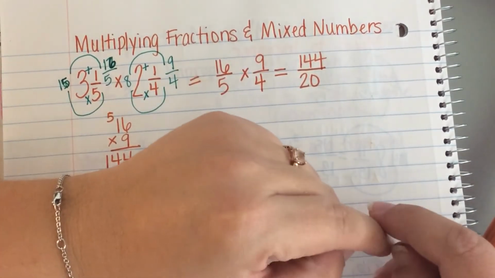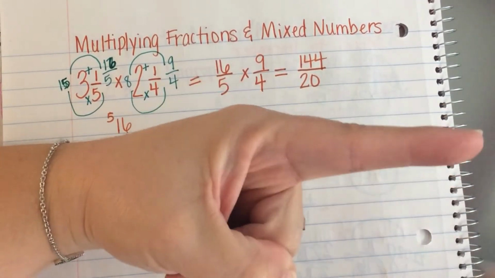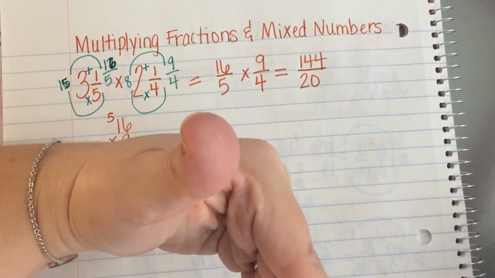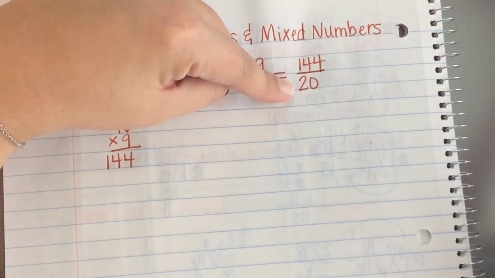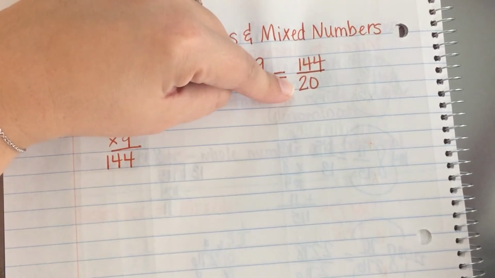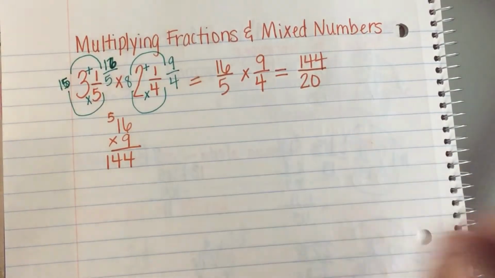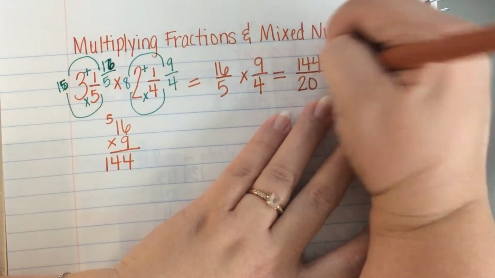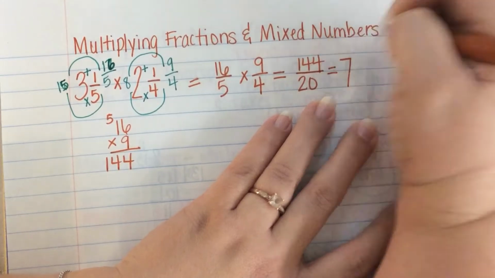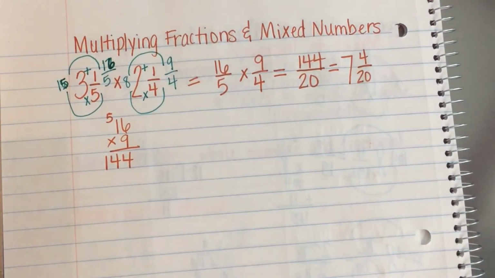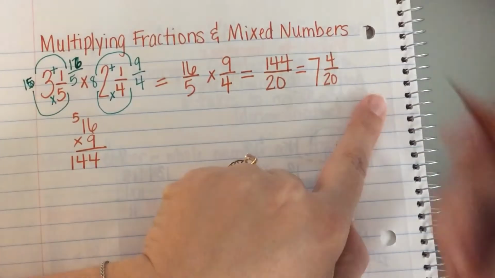Okay? So now you have to take your improper fraction and you have to turn it back into a mixed number. So you can reduce and then turn it in, or you can just turn it into a mixed number from here. I'm going to turn it into a mixed number from here because counting by 20s, we can do that. So 20, 40, 60, 80, 100, 20, 40. So that's 7 wholes and 4 20ths.